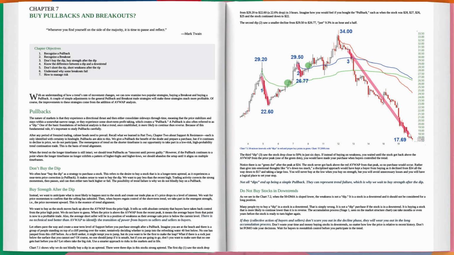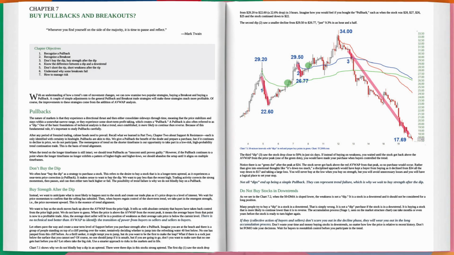Buy strength after the dip. Instead, we want to anticipate what is most likely to happen next to the stock and create our trade plan as its price drops to a level of interest. We wait for price momentum to confirm that the selling has subsided. Then, when buyers regain control of the short-term trend, we take part in the emergent strength, i.e., the price movement upward. This is the essence of trend alignment.